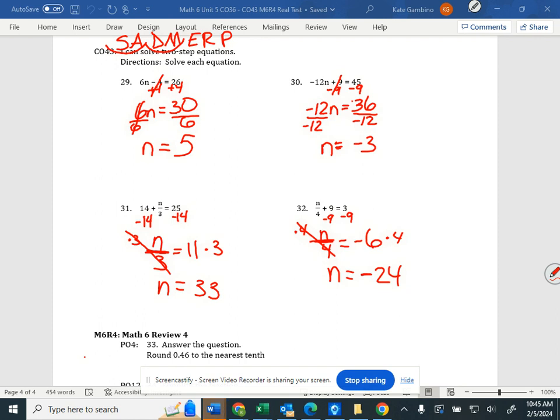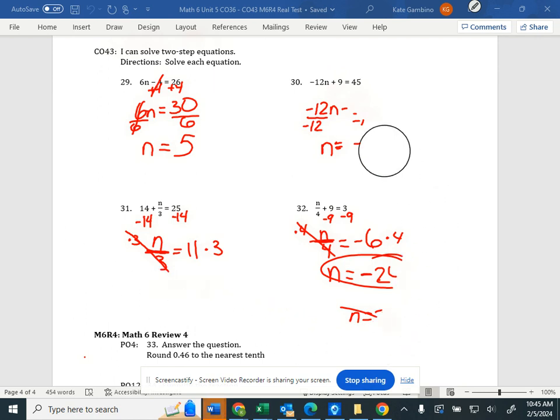There were a lot of people who forgot their negatives. I did have one person who did have the negative up here, and then when they rewrote it, they wrote the positive. I gave them credit for the negative because they had it in their work. This is why it's important to show your work. So if you showed it to me and then forgot it, I give credit for it. Show your work. Any questions on the subjective?